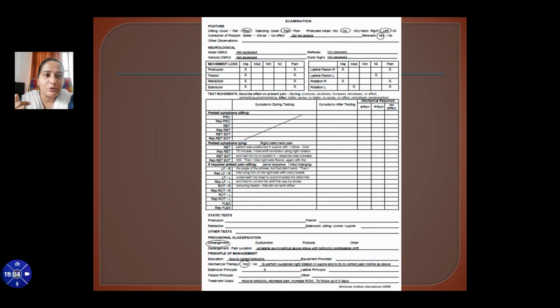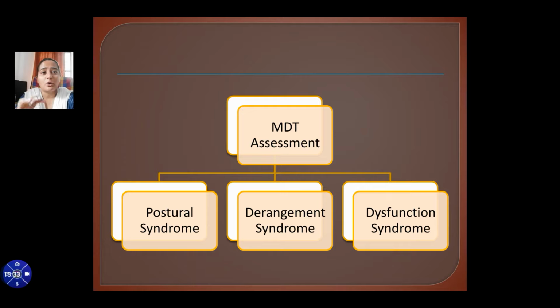Next is principle of management. So in that we have to write whether we are using flexion principle or extension principle. And whether we are giving lateral principle or any other, then we can mention it here. Any mechanical therapy is given to the patient or not. So after you have diagnosed the patient, you can write about the principle, which principle you are using, that can be mentioned. Next is according to MDT assessment. I already told you, you have to diagnose the patient either into postural syndrome, derangement syndrome and dysfunction syndrome, and then give the appropriate treatment.